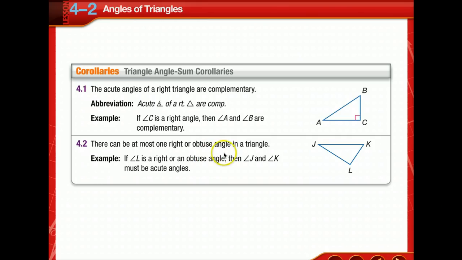Okay, here's another one. There can be at most one right or obtuse angle in a triangle. Well, because we know that two of them have to be acute, right? They could all three be acute, but only one right or one obtuse angle can be in a triangle. So when we're classifying triangles, remember, we're classifying by the third one. There's always two acute.